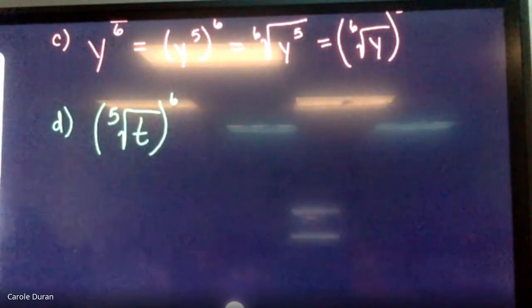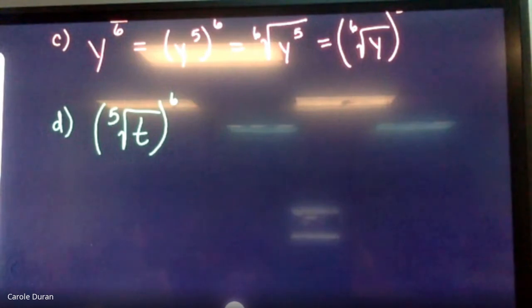Rewrite that as a fractional exponent. Did you write all these already? I didn't write all of the examples, but I did the first two sections. Yeah. Good.